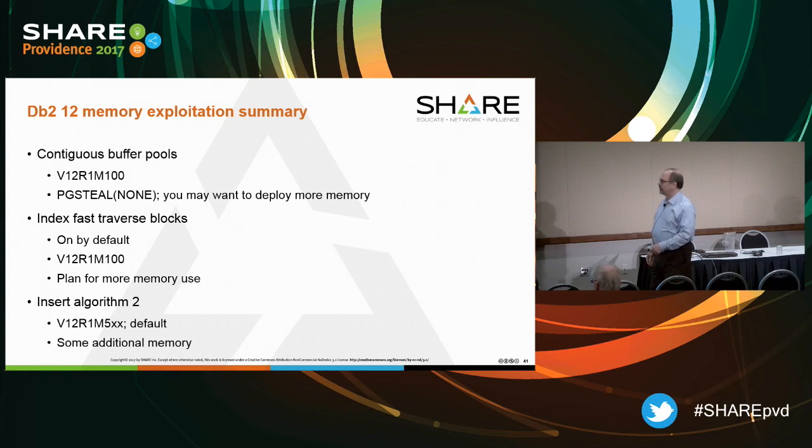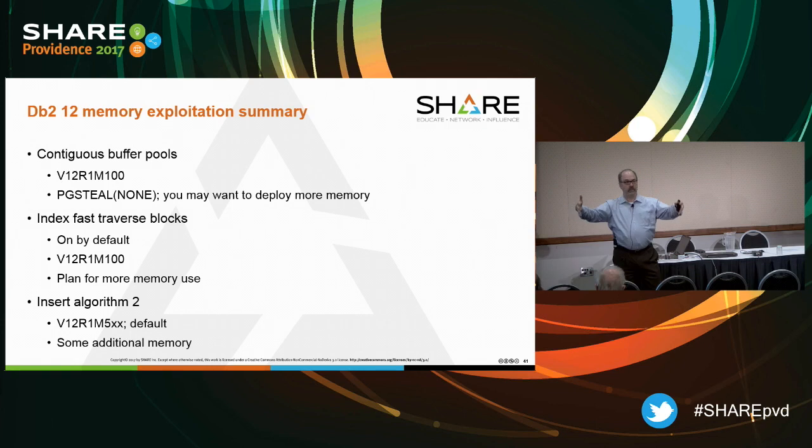And then insert algorithm 2 isn't available until V12R1 M500 or 501, which is currently available, or 502, which will come sometime. But insert algorithm 2 is on by default. And this will require some additional memory. When I say some, it's because we need memory for those pipes of pages, right? When DB2 starts setting up a pipe with new pages in it, that's all being carved out of real memory, so we're going to need some.